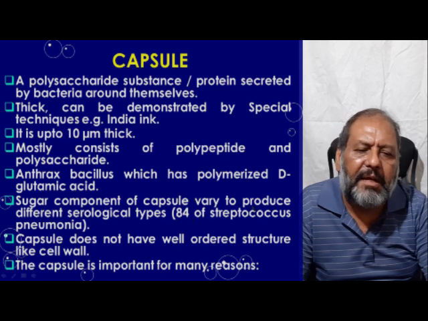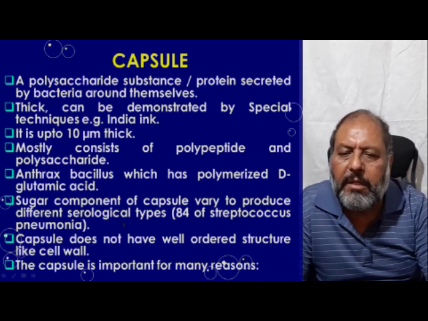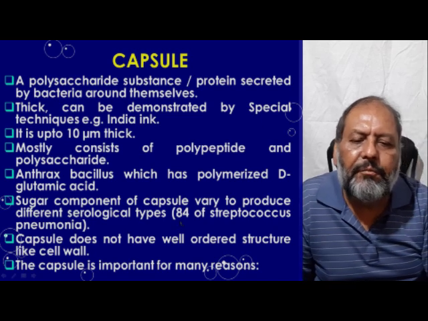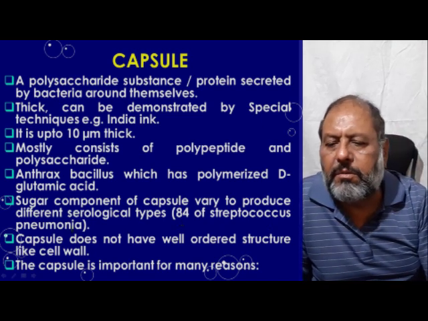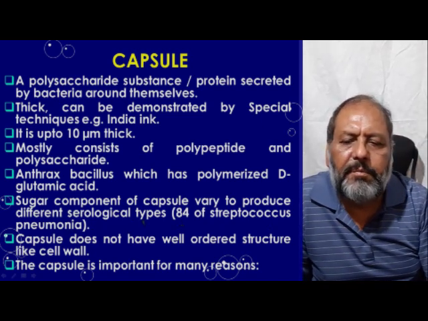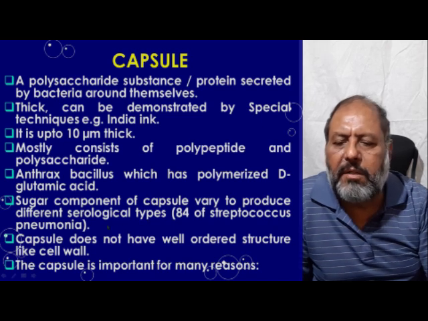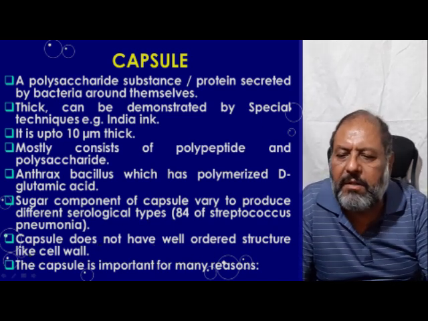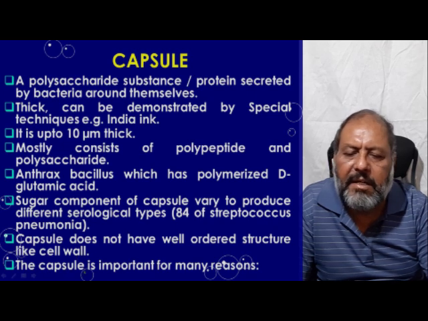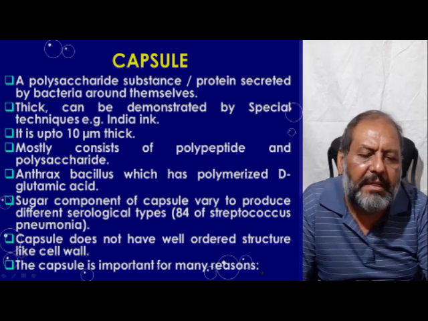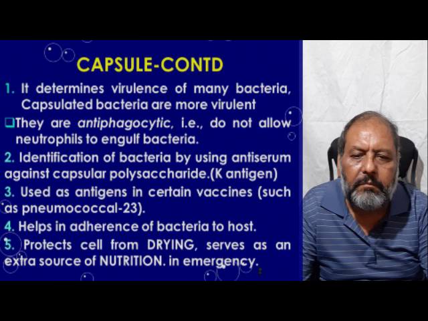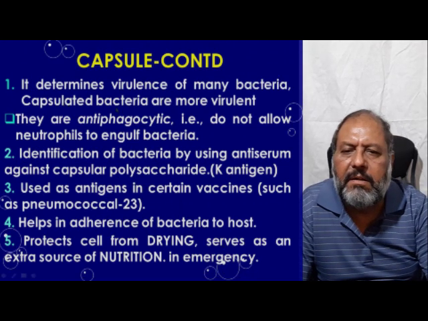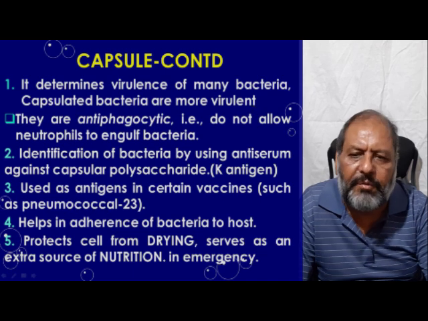The sugar component of the capsule varies to produce different serological types. That's why there are 84 serotypes of Streptococcus pneumoniae because of this capsular antigen. The capsule does not have a well-ordered structure like the cell wall. The capsule is important for many reasons, and it determines the virulence of many bacteria. Capsulated bacteria are more virulent.